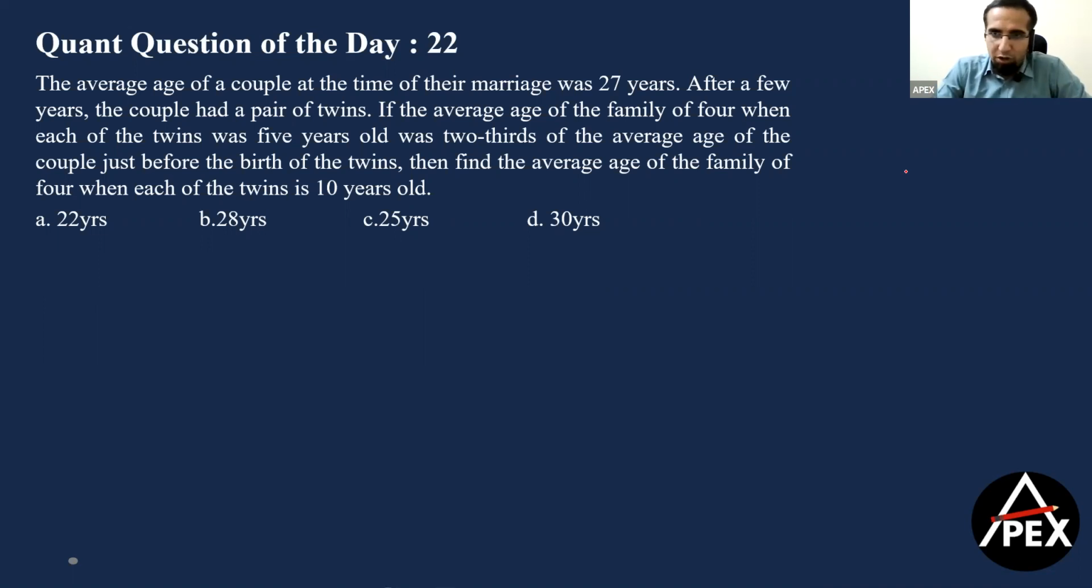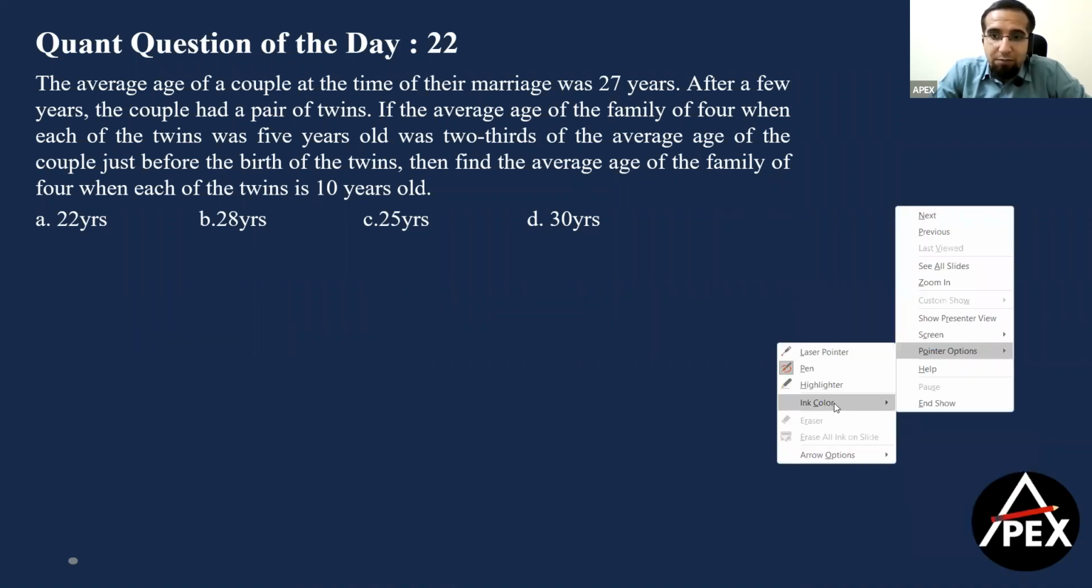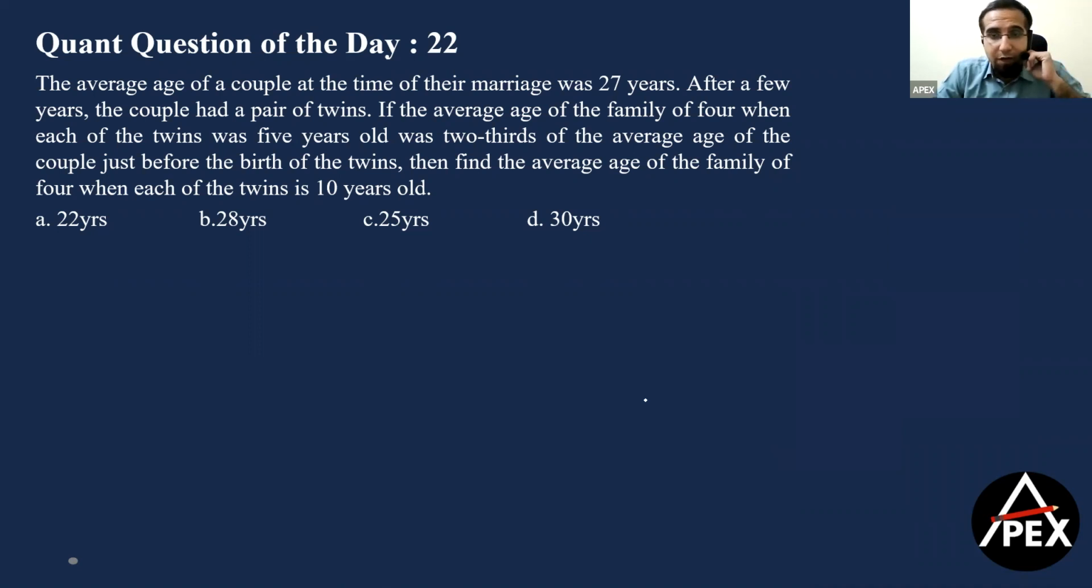Now, I have discussed this model in the class that if each term of the observation is increasing by k, then the average also increases by k. And that application becomes very strong when we are looking at questions on ages. So let's understand the timeline here.